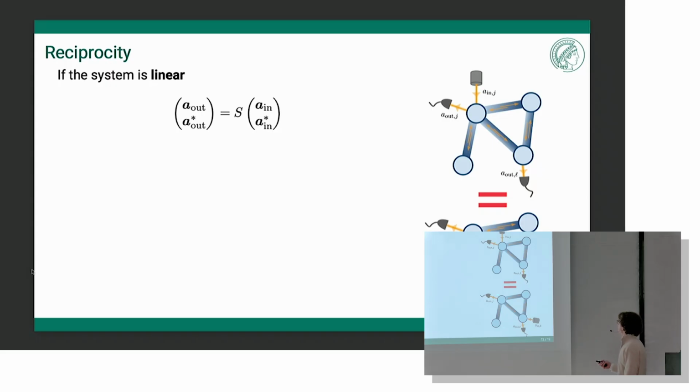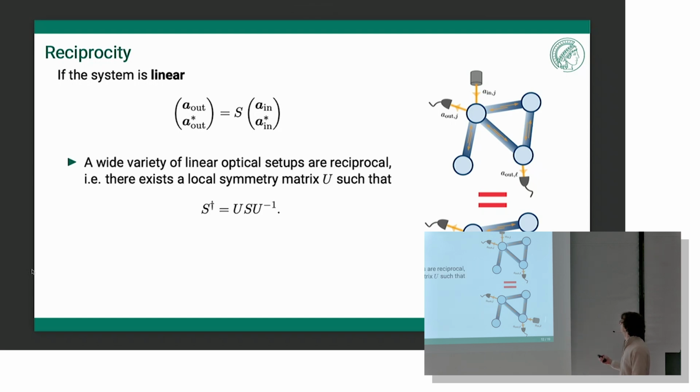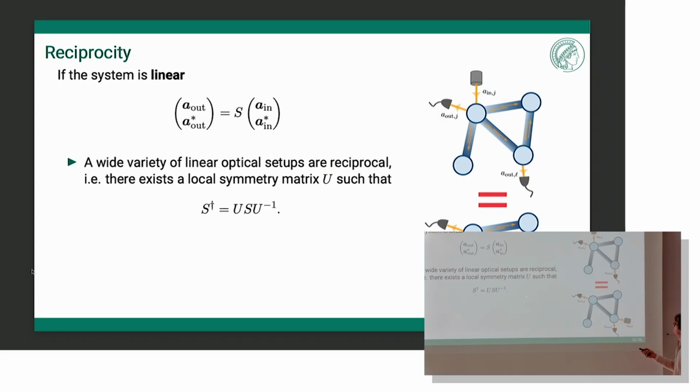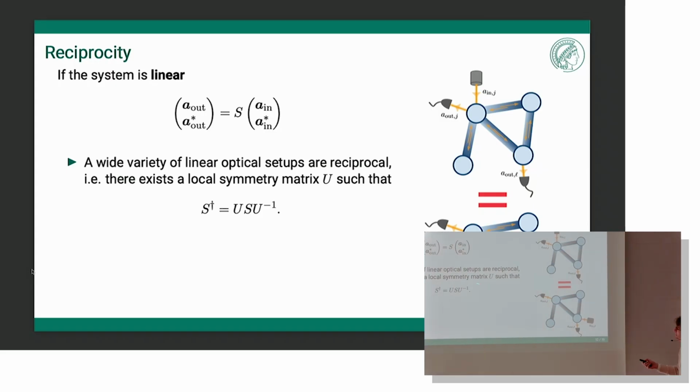In many cases, if you have a linear system, you also have this nice property, which is reciprocity, namely the system is invariant with respect to swapping the source and the detector. So here, if you inject in J and measure in L, it's the same as doing the opposite. Mathematically, if the system is linear, you have the scattering matrix that gives you a linear input-output relation, and you can see this property as a symmetry of such a scattering matrix. In particular, Q here is a local symmetry matrix. It can become uglier than this, but we'll keep this formalism because it's easier.